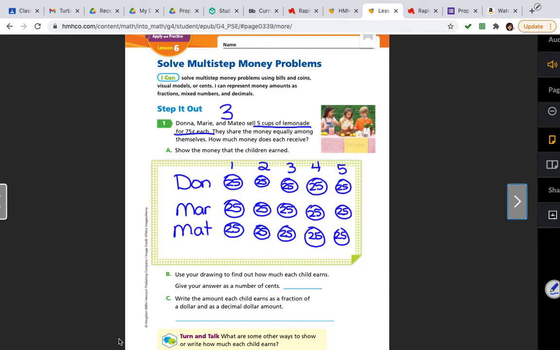So if we add it up, we had 75 cents times 5, we could solve the total amount in quarters. We can figure that out, but we want to figure out how much each one of them receives. So Donna's going to receive this amount right here. So we have 1, 2, 3, 4, 5 quarters. Remember, 4 quarters makes $1, so it's $1.25. So they each make $1.25.